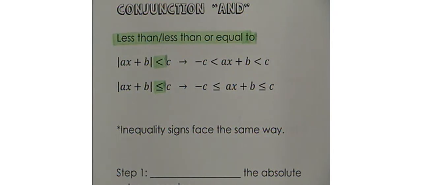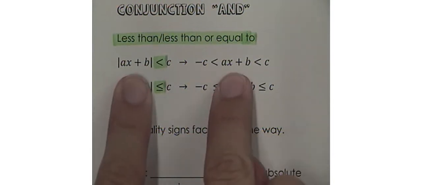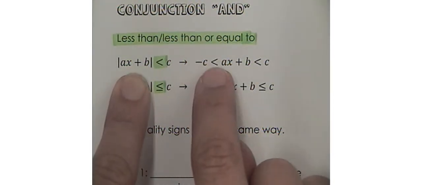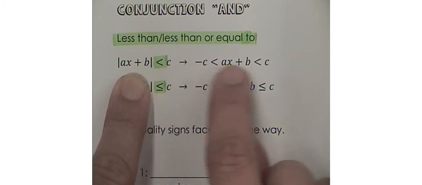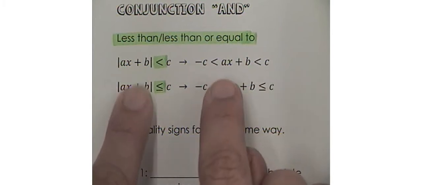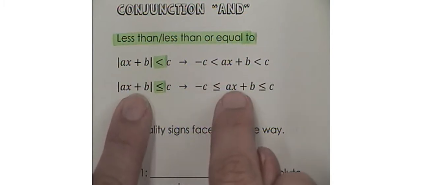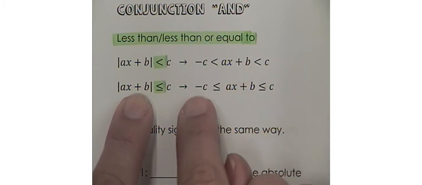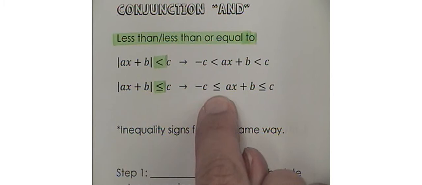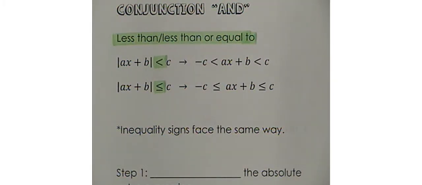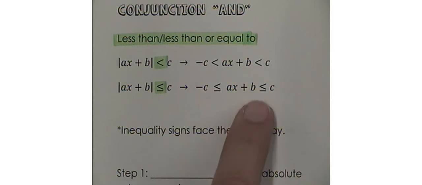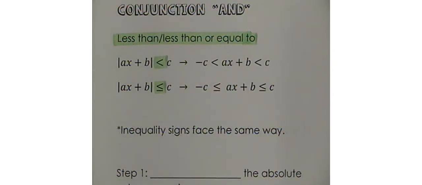And we have dropped our absolute value bars from here to here. And notice I have a -c on this side, and I had to put in another sign. Same thing here. I've gotten rid of my absolute value bars. I put a -c on this side, and I plug in another sign. And just remember from before, our inequality signs face the same direction.